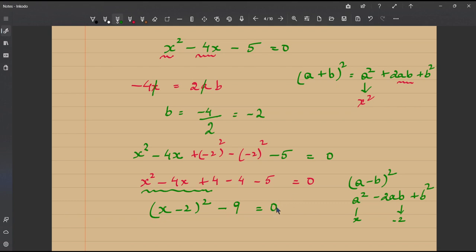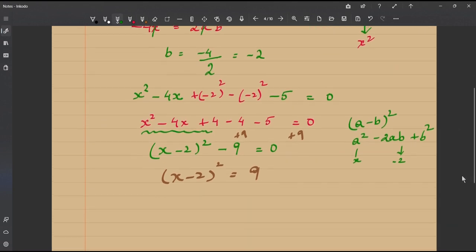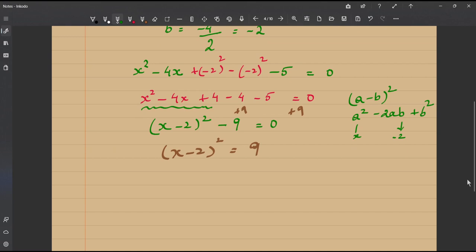Let's take the 9 to the other side of the equation by just adding 9 to both sides. So we get x minus 2 the whole square is equal to 9. Now this is a perfect square, and luckily for us, both the sides are perfect squares, the left hand side and the right hand side, making our calculations simpler. This can be expressed as 3 squared.